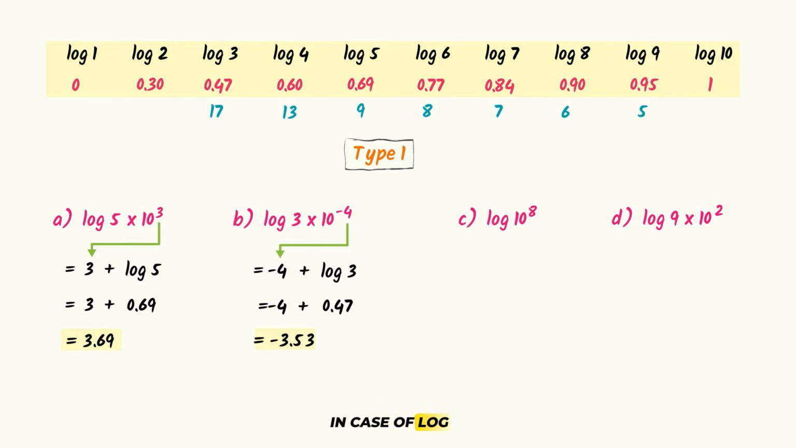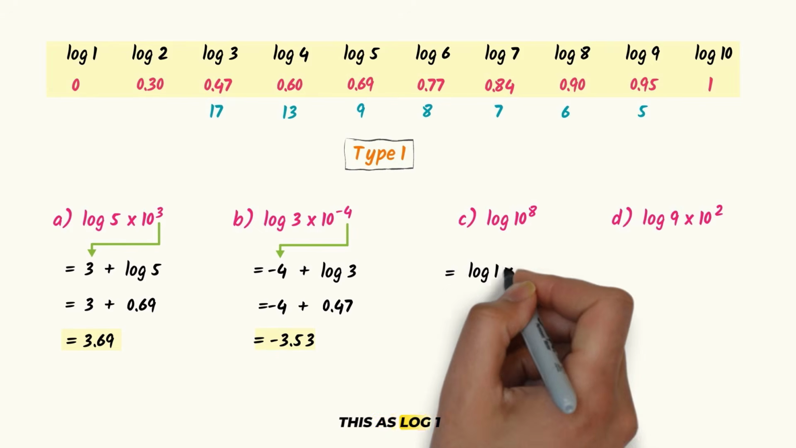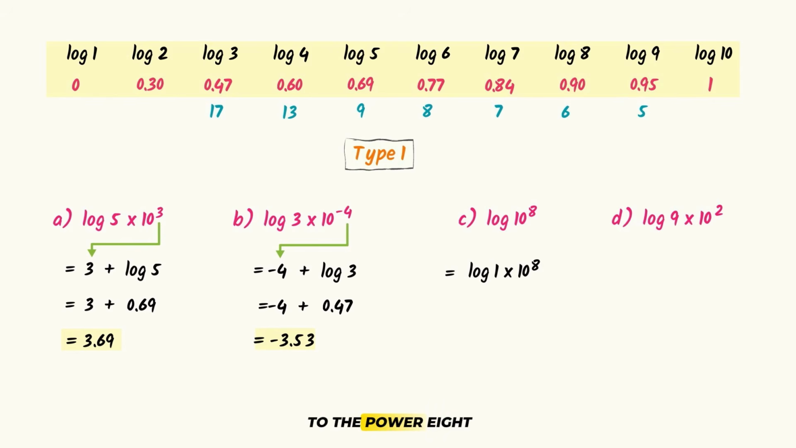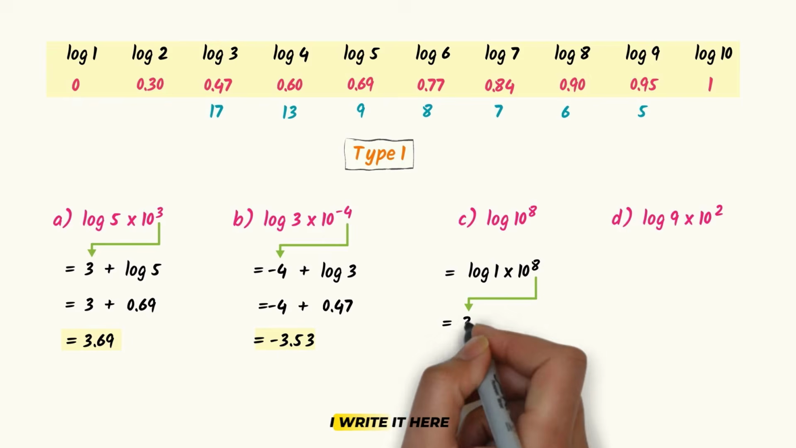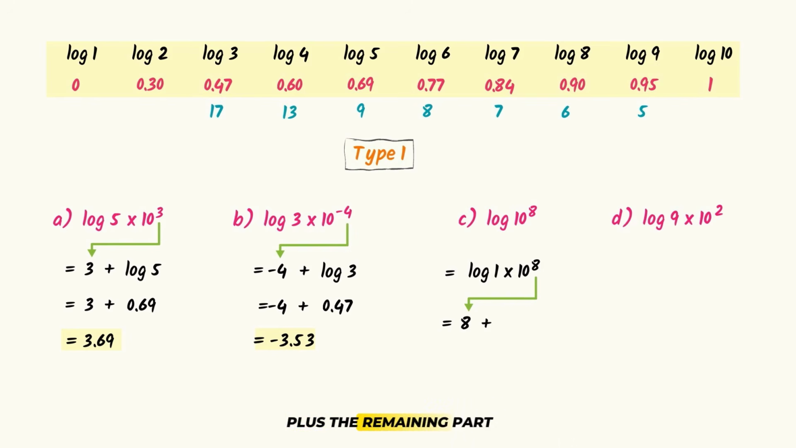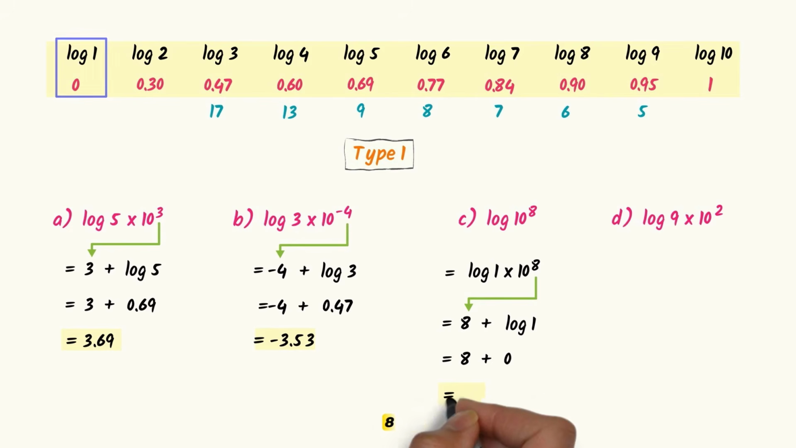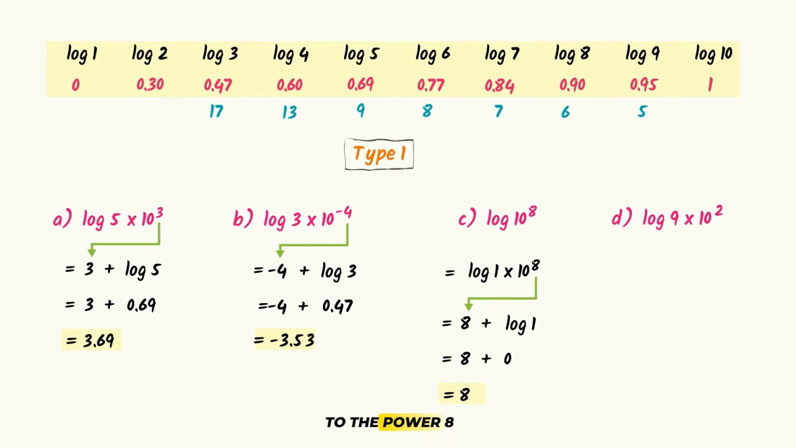In case of log 10 raised to the power 8, we can also write this as log 1 into 10 raised to the power 8. As usual, I take the power 8 and I write it here. Plus, the remaining part is log 1. According to the log table, log 1 is equal to 0. I get 8. Thus, log 10 raised to the power 8 is equal to 8.